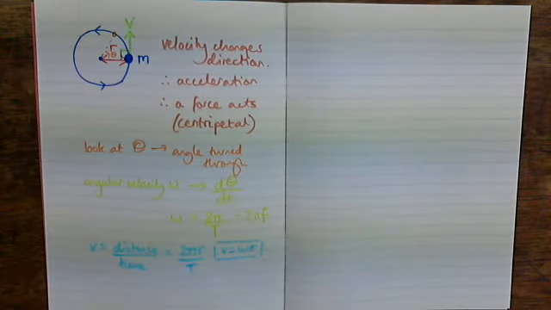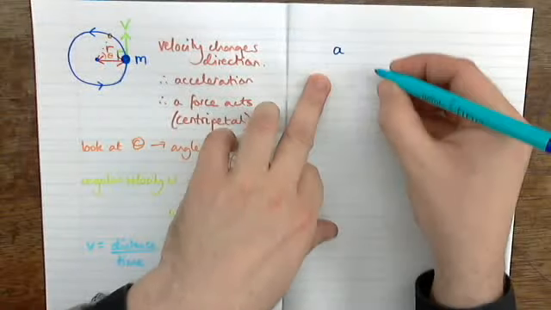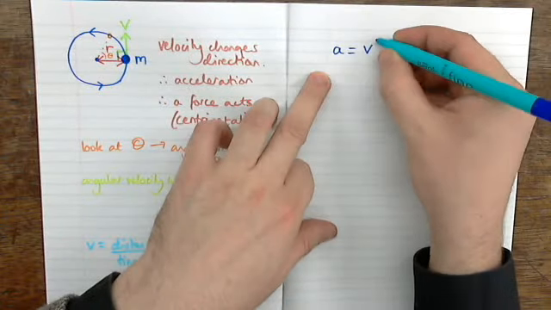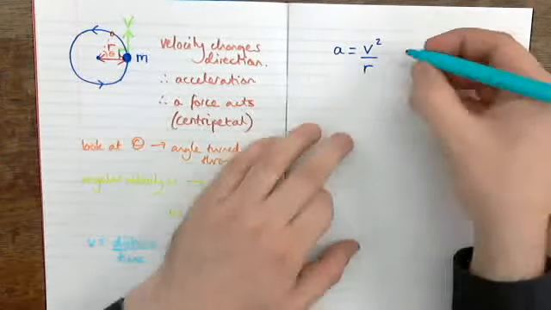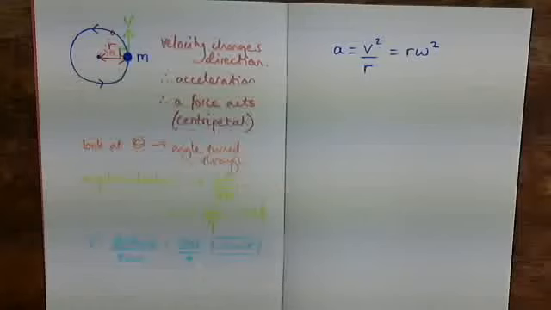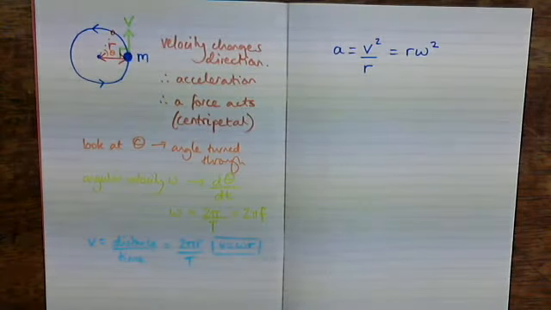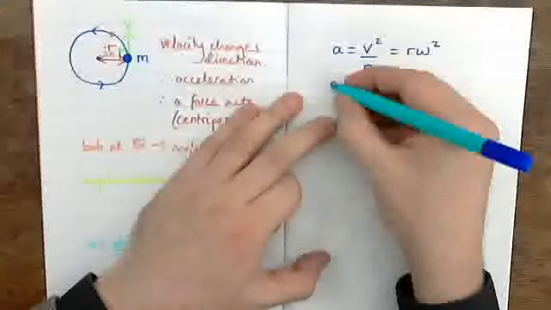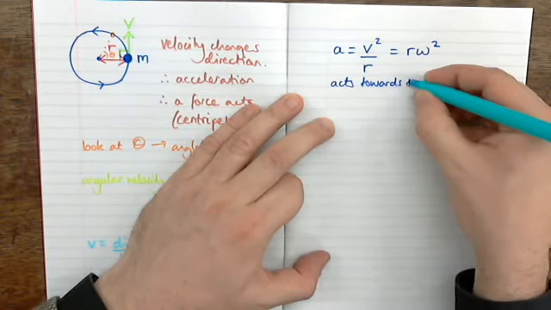Now, we've just said that there's an acceleration here, and we can give that acceleration using the formula a equals v squared over r. So if I use this equation to substitute into, you can rearrange to r times omega squared. That is one of the three equations for circular motion. It tells me the magnitude of the acceleration, and this always acts towards the centre.